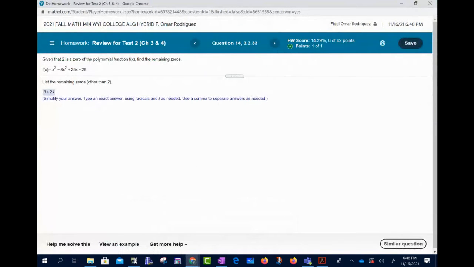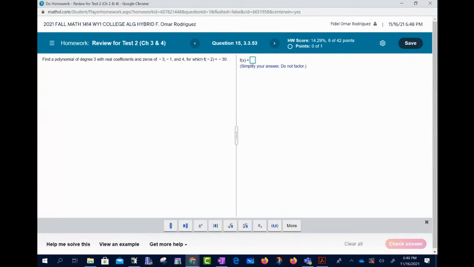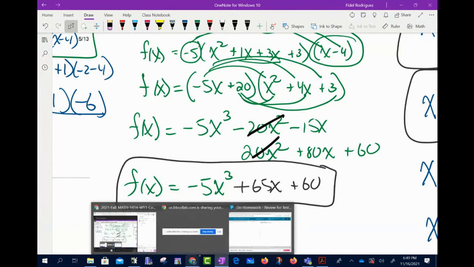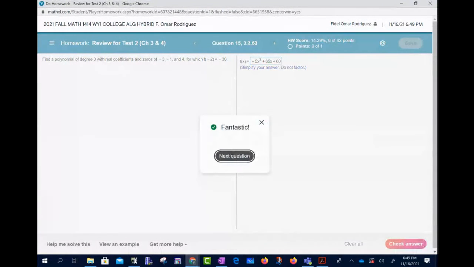And I'm going to come back to my problem here. Let's see, I think it was the next one. Yes. And I'm going to write negative 5x to the third. And we had a plus or minus. We had a plus 65x and a minus 60. No, yeah, plus 65x and plus 60. They're both positive. And a positive 60. I'm going to go check. And we got it, okay?